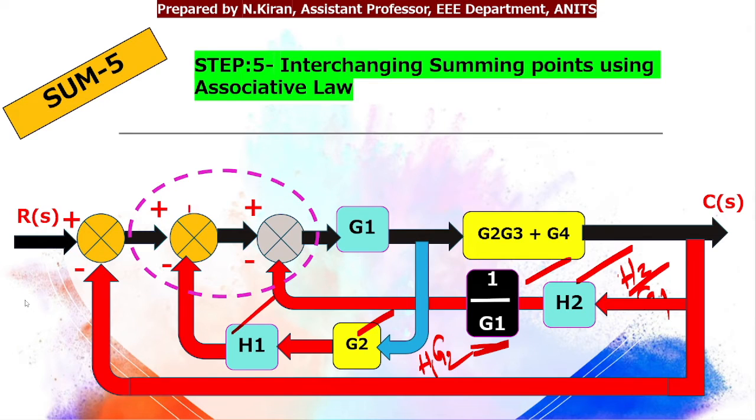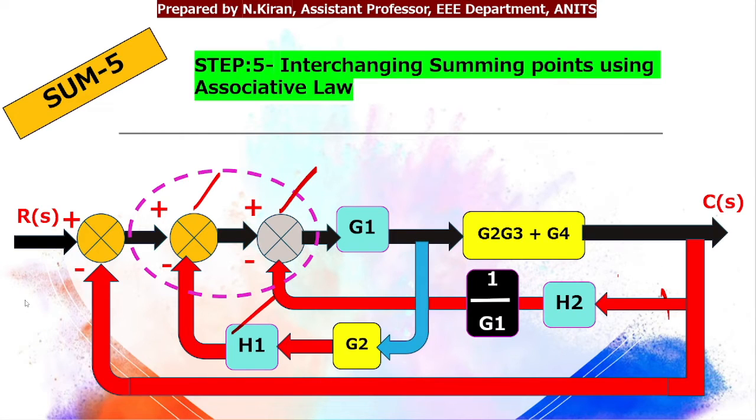Since I have two summing points adjacent to each other, according to associative law, I can interchange these two summing points. Why am I interchanging the summing points? In order to separate these two loops. This is the first loop. Let me clearly draw so that you can understand.